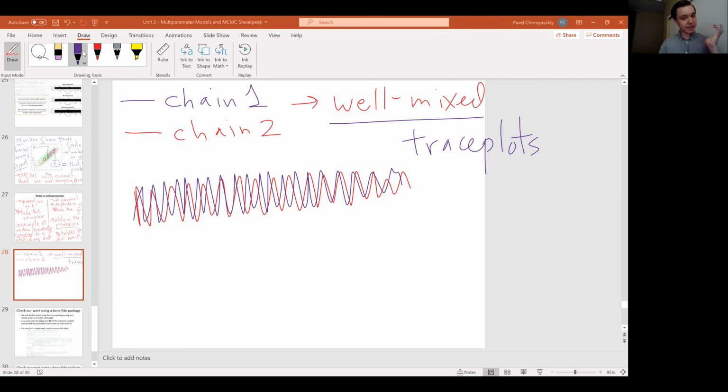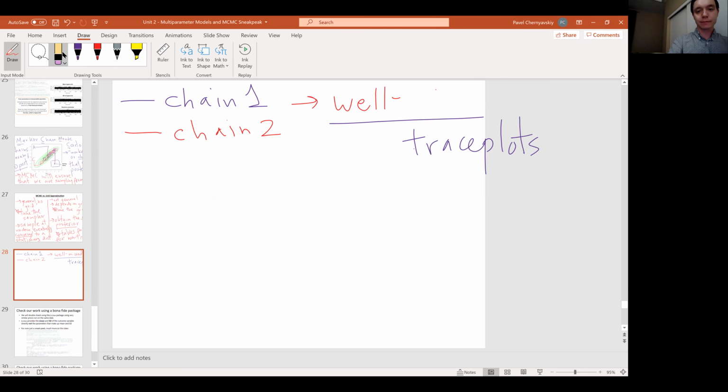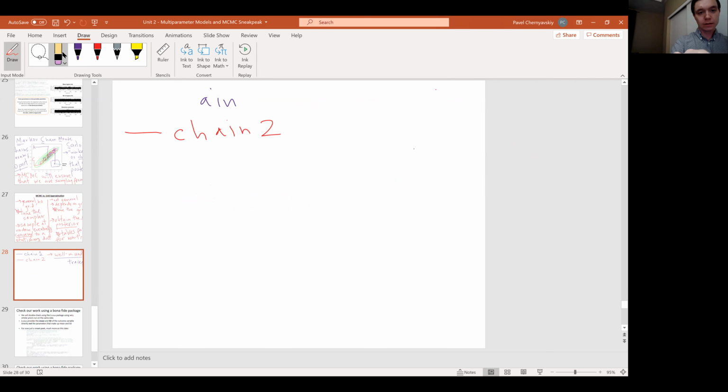So I hear you saying, well, that's very visual. It's very subjective. How do I know? The more quantitative method is what's called the Rhat, or the potential scale reduction factor. This is what is called a Gelman-Rubin R-hat. It's a quantitative measure of convergence.